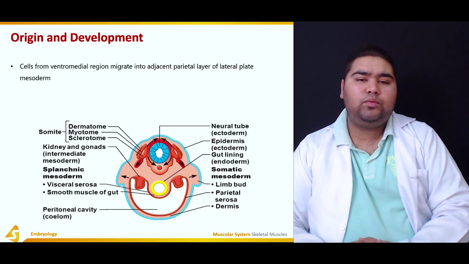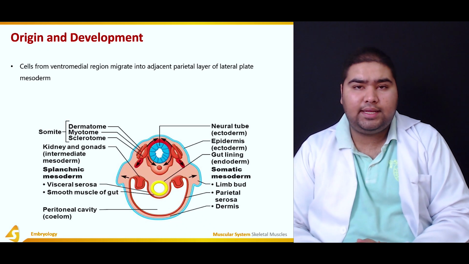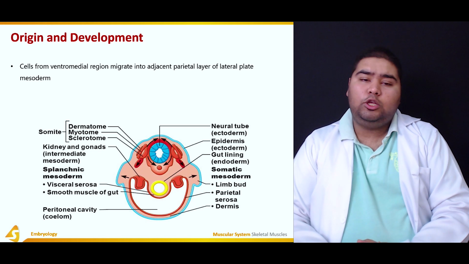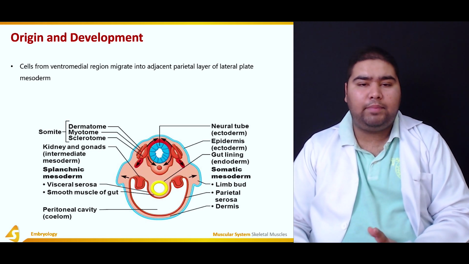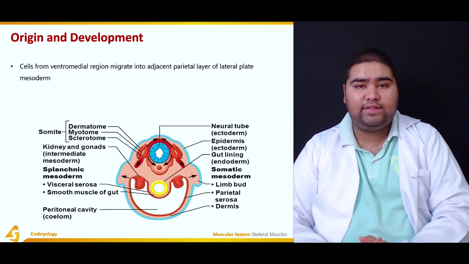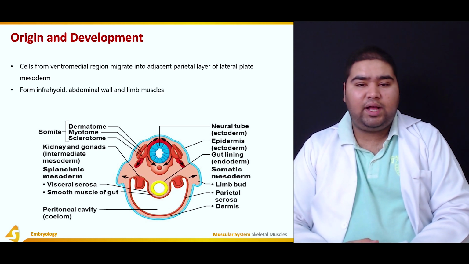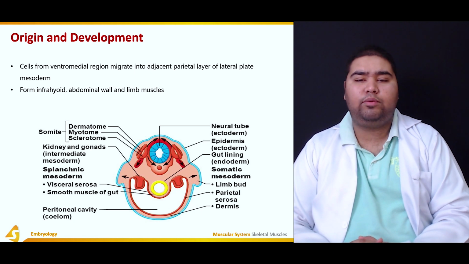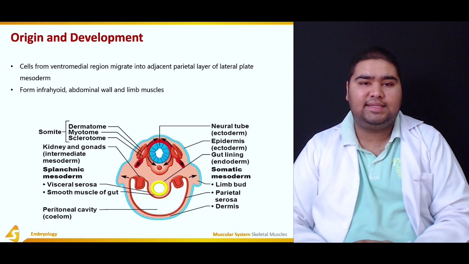Now, cells from the ventromedial region also migrate into adjacent parietal layers of the lateral plate mesoderm. So cells are not only migrating to form a myotome, they're also migrating to the adjacent parietal layer of the lateral plate mesoderm. They form the infrahyoid (infra, below the hyoid), abdominal wall, the wall of the abdomen, and the limb muscles.